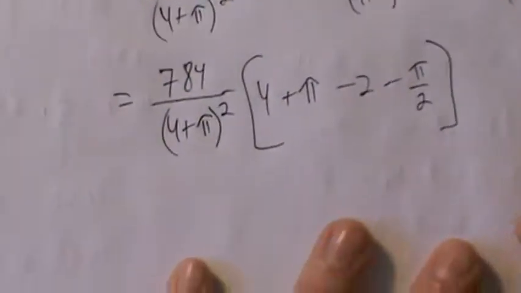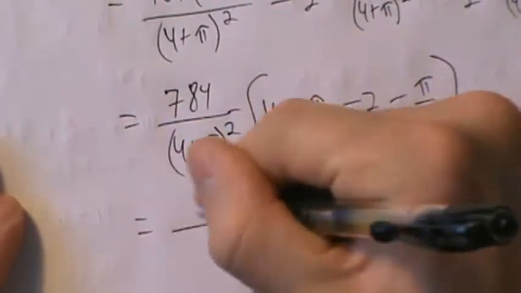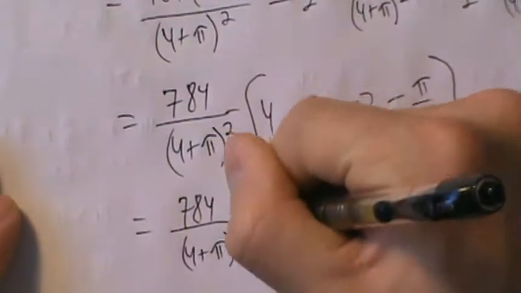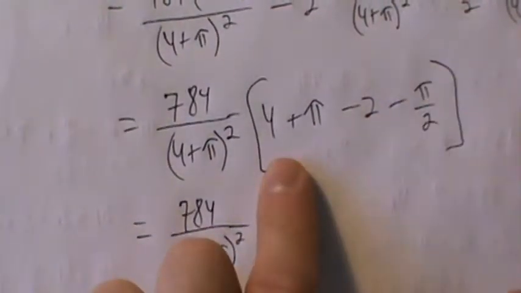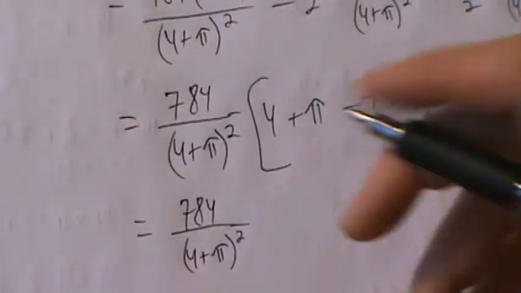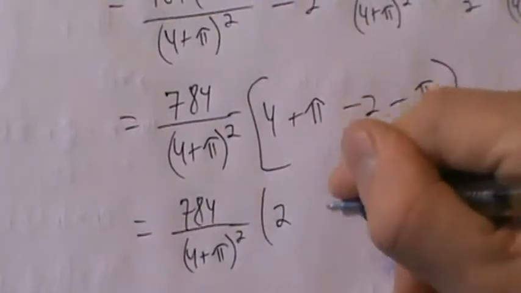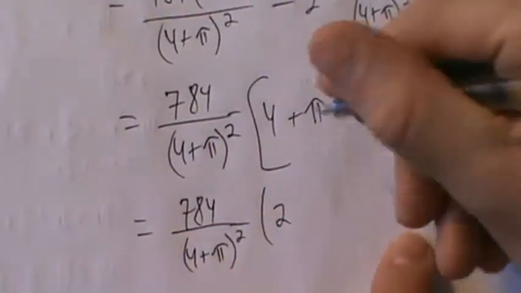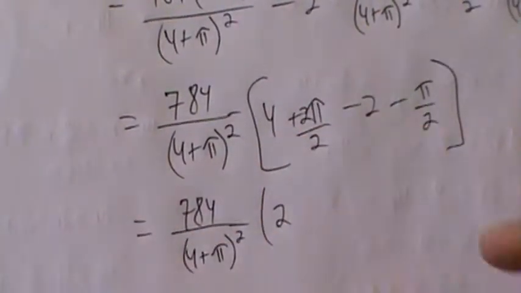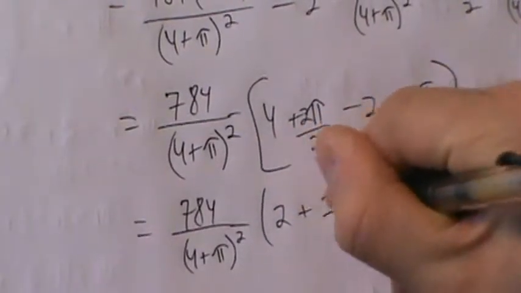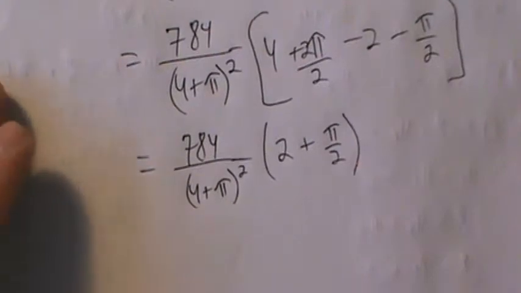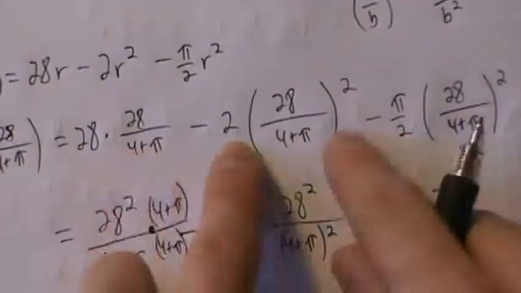Okay, now let's simplify a little more. So this is 784 over 4 plus pi quantity squared. And then 4 plus pi minus 2 minus pi over 2. So 4 blah blah blah minus 2. Okay, so that becomes 2. And then plus pi minus pi over 2. Remember, pi is just 2 pi over 2. So 2 pi over 2 minus 1 pi over 2 gives us a plus pi over 2. Okay? So, that's looking a little better, right? It's way more compact than this mess up here.